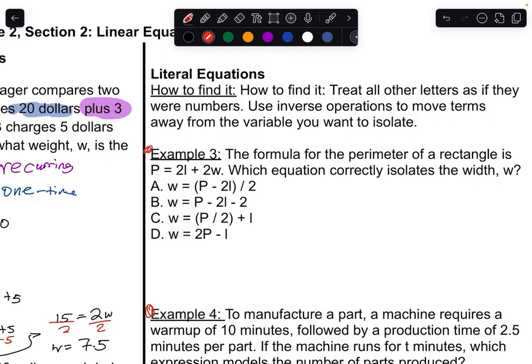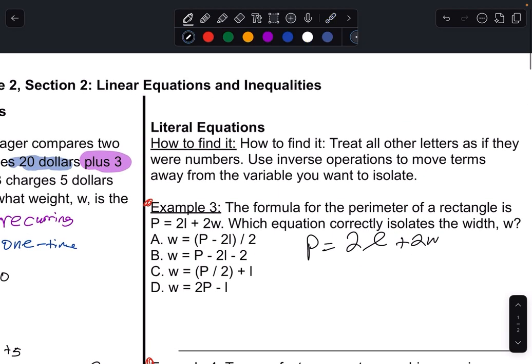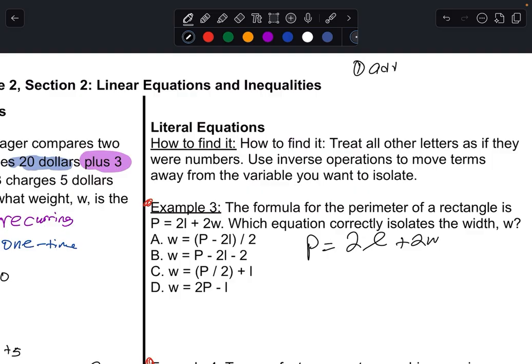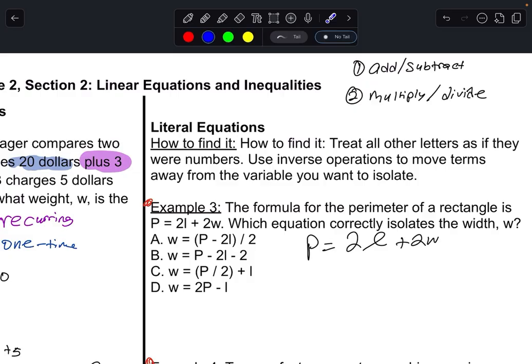We've got the perimeter, P equals 2L plus 2W. Which equation correctly isolates the width, or W? In other words, solve for W. Like I just said in the last question, if we're solving for W, you want W by itself, so we're going to move everything else. Here's a good rule of thumb, especially if you don't know what to do first in equations: always add or subtract first, and then multiply or divide. We typically end up having to divide, because it's usually a number times something else. If you have a fraction, that's when you typically have to multiply.